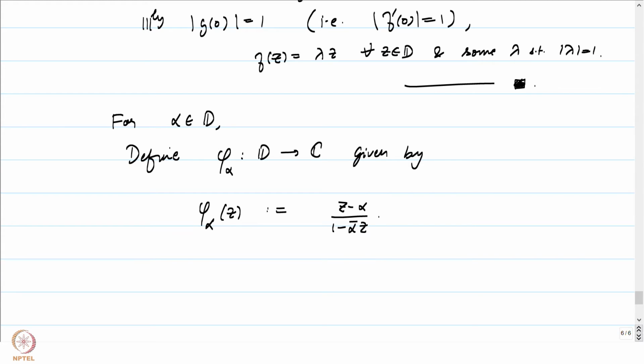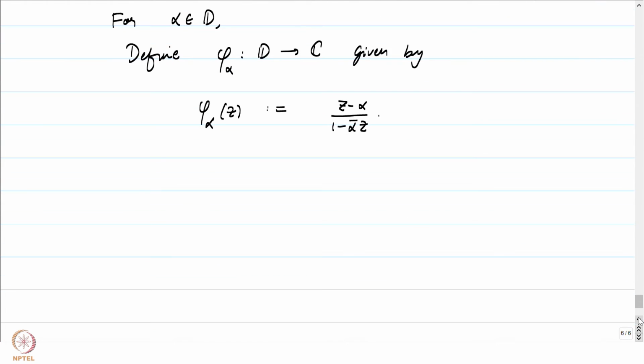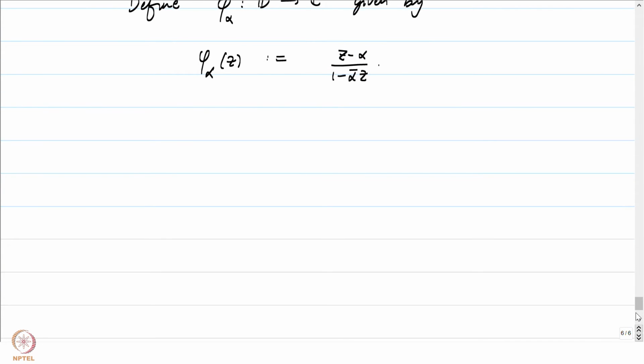Notice that this is a Mobius transformation which has a pole at 1 by alpha bar. But because alpha is in the unit disk, alpha bar is also in the unit disk, and 1 by alpha bar is going to be in the complement of D bar. So this function phi alpha is in fact defined and is holomorphic in a neighborhood of the closure of the unit disk. We will focus on phi alpha from D to C, even though this is defined everywhere on C minus 1 by alpha bar. Why are we looking at this particular function?